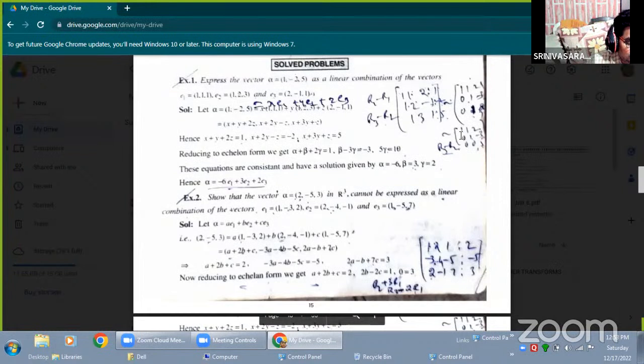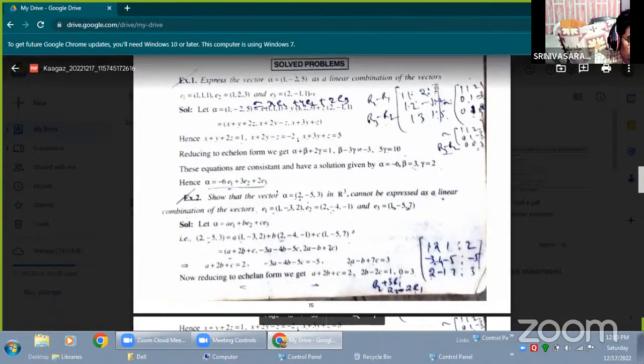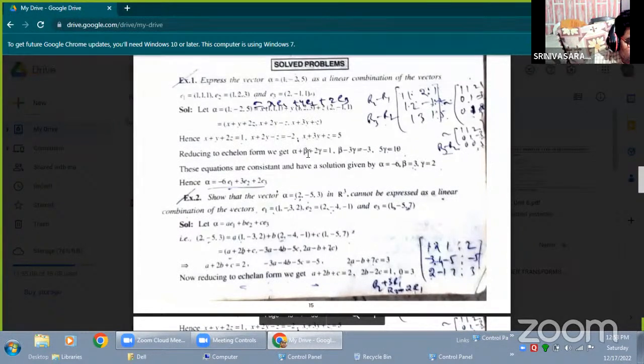Finally we can write x plus y plus 2z equal to 1, 0x plus 1 into y minus 3z equal to minus 3, and finally 5z equal to 10, because the augmented constant elements are also carried here. Solving these three equations, 5z equal to 10, so z equals 2. Substituting that value, we get y, and substituting y and z in the first equation, we get x.